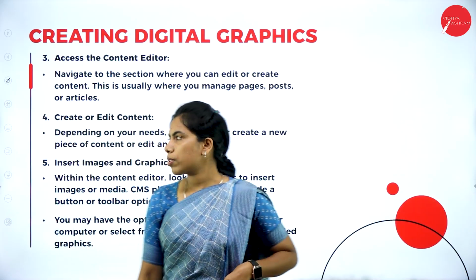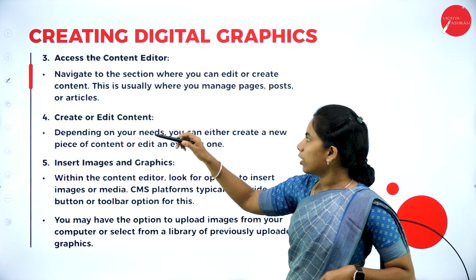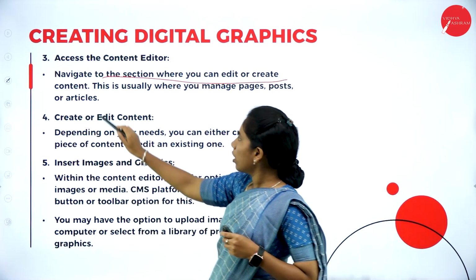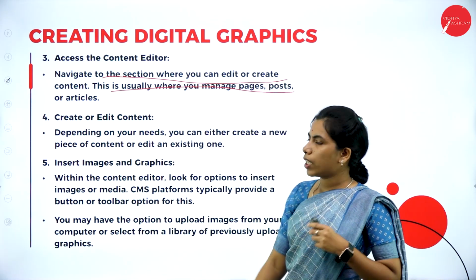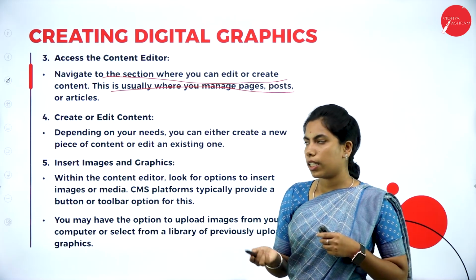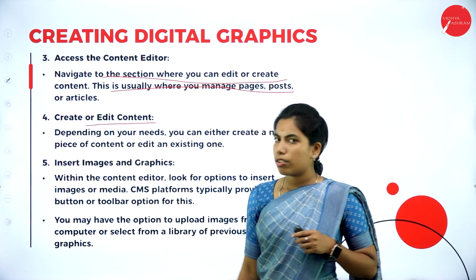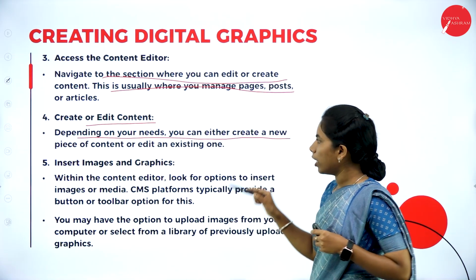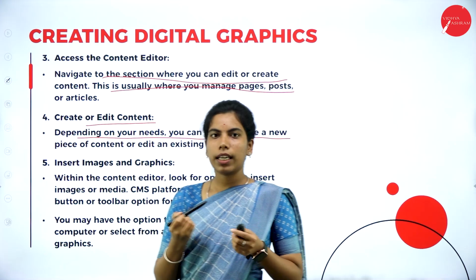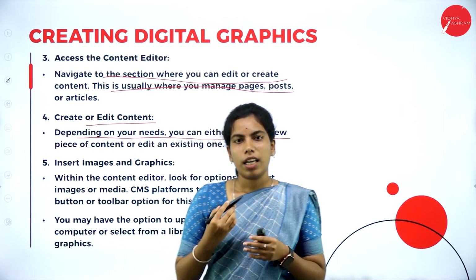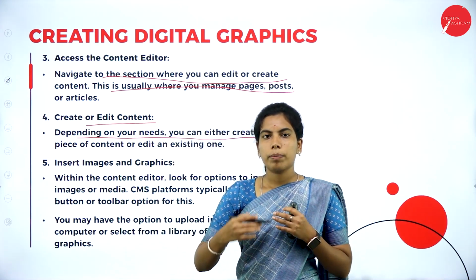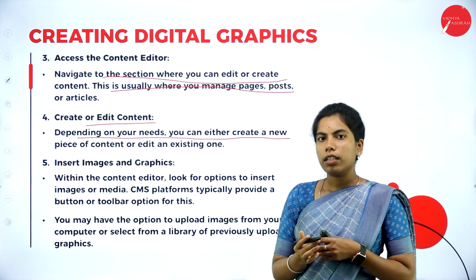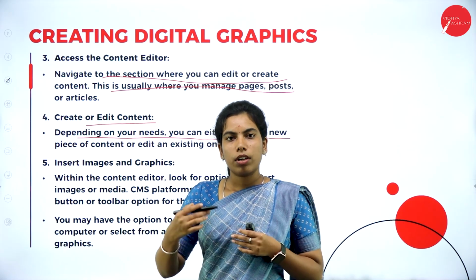Let's see the third step. Here you can see access the content editor. Navigate to the section where you can edit or create content. This is usually where you manage the pages and also posts and articles. Create and edit content means depending on your needs, you can create a new piece of content. For example, in Canva, you can draw any images, and you can use an available template if you do not have enough time to create the content. So you can use Canva and also Adobe Photoshop.